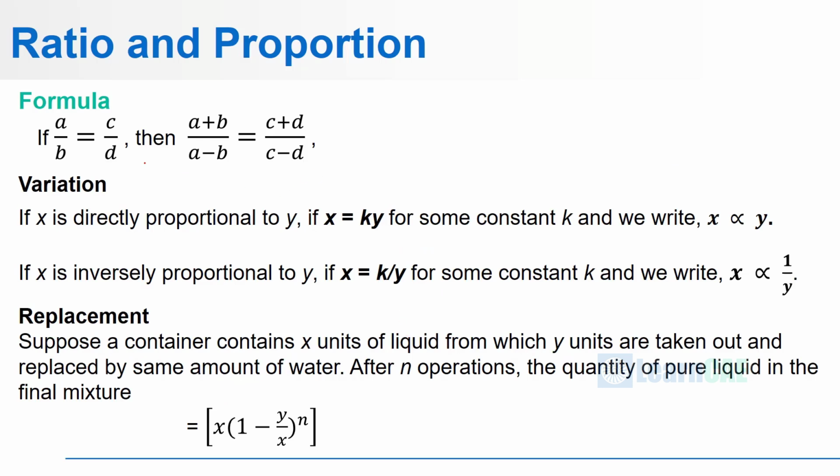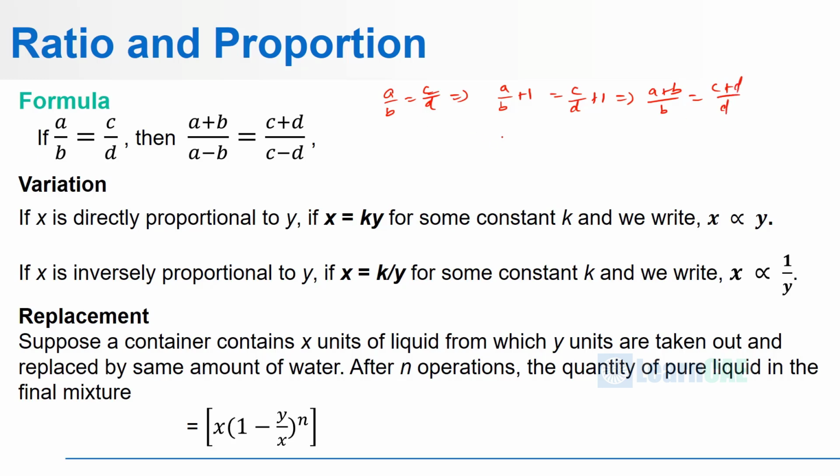Next, if A by B is equal to C by D, then we can write A plus B divided by A minus B is equal to C plus D divided by C minus D. This is quite simple. We can quickly see A by B is equal to C by D. Then you add plus 1 on both sides. A by B plus 1 is equal to C by D plus 1. This is equal to A plus B divided by B, which is equal to C plus D divided by D.